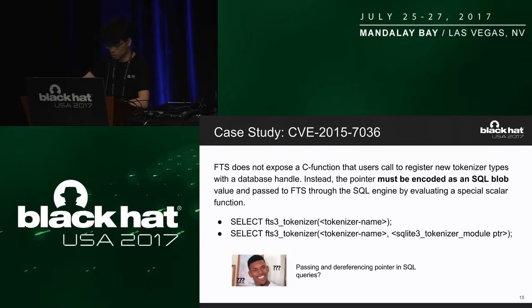You need to use a special scalar function that is fts3_tokenizer. fts3_tokenizer accepts 1 or 2 arguments. The first one is the string of your tokenizer's name. The second one is a blob, which is used as a pointer to a tokenizer module. If there's only 1 argument, the query returns the address of the registered tokenizer, which is a blob. If there are 2 arguments, the query registers a new tokenizer with the given parameters. Actually, there's no guarantee for the type of the blob in the SQL statement. So it could be very dangerous if you just pass and dereference a pointer in SQL queries.